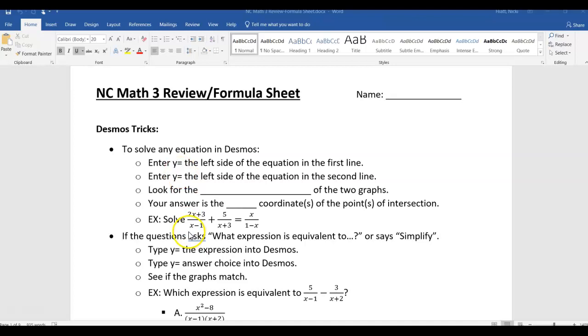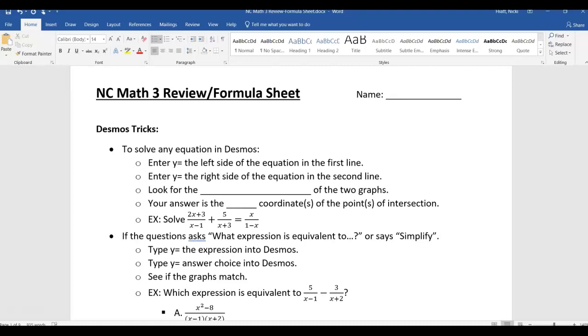The first couple things I have on here are just some general Desmos tricks that you need to know. The first is how to solve any equation in Desmos. It doesn't matter what type of equation it is. It could be used for anything. And that is just to enter the left side of the equation into the first line, and that should say right side. Let's fix that on your paper, the right side of the equation in the second line.